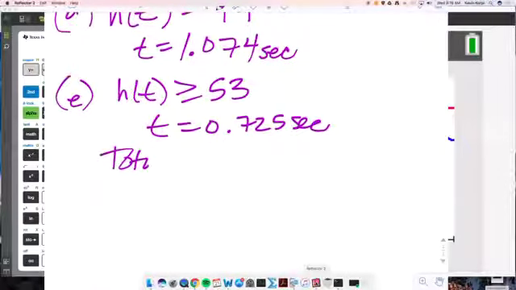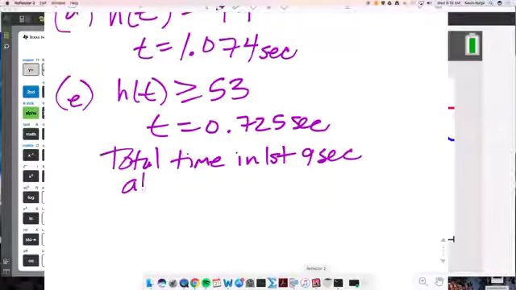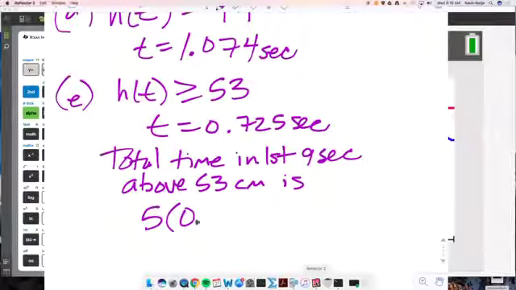So the total time in the first 9 seconds above 53 centimeters is 5 times 0.725... What does that mean? Yeah, I'm not going to use the number 0.725, but rather the full answer.